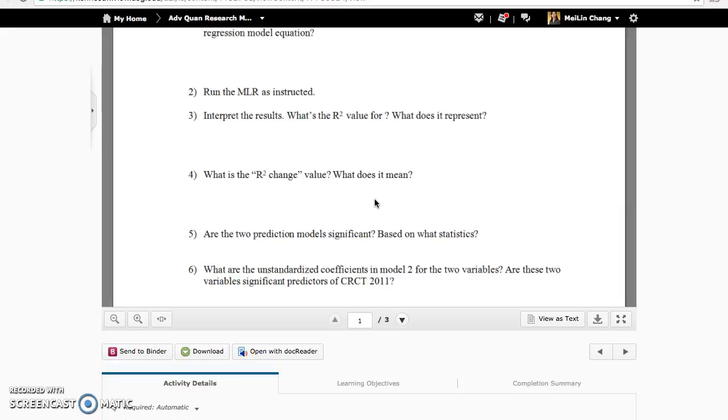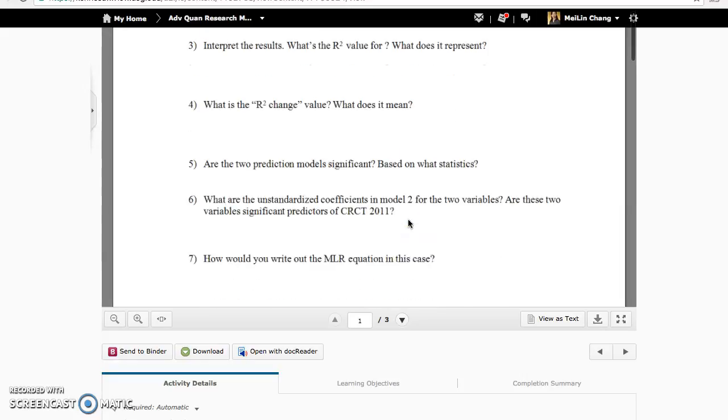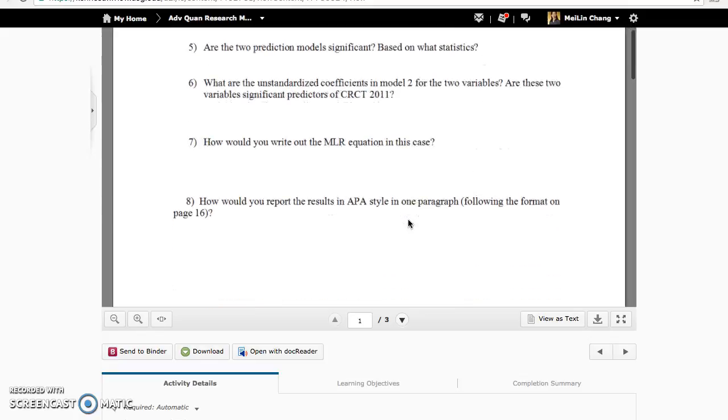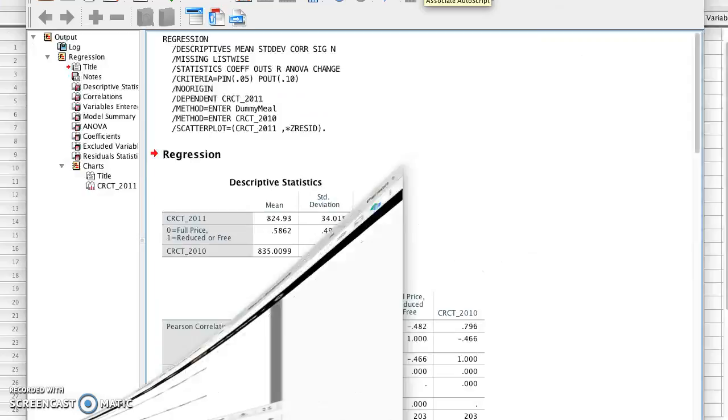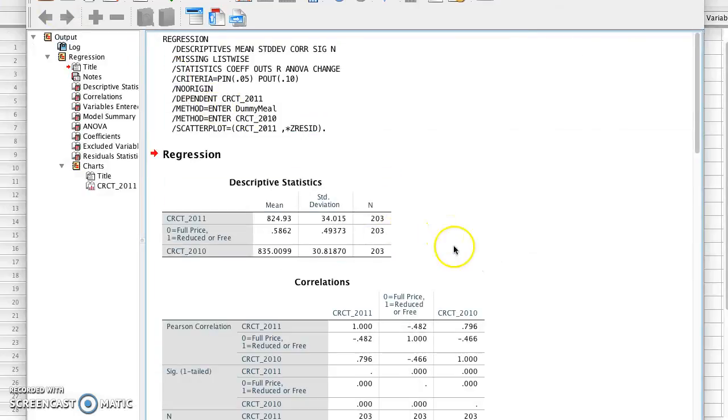What was the value you got? For example, it's 0.417, and what does that number mean? Okay, I think the others you can report and interpret very appropriately. The last one is this one. How would you write out the MLR, the multiple linear regression equation, in this case? This is the place where you need to interpret the output that you got.